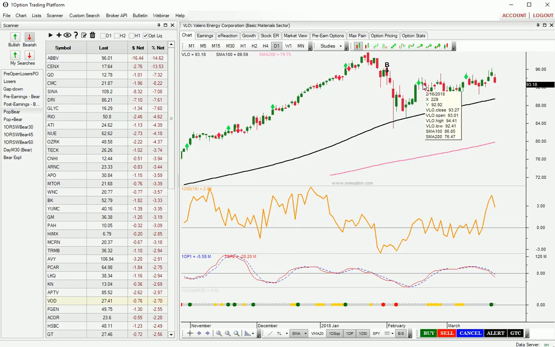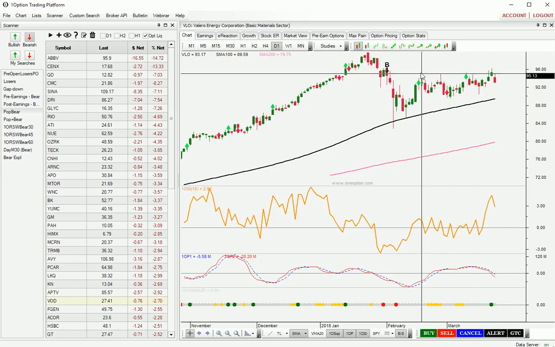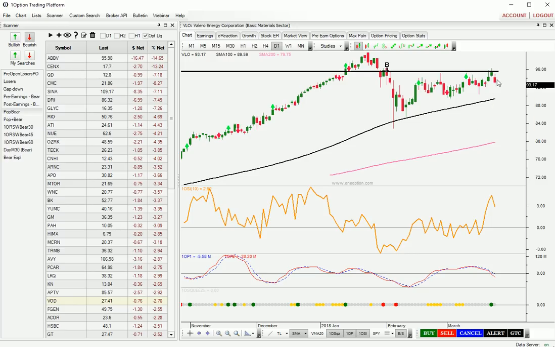VLO, beautiful, nice compression above the 100-day, good relative strength. I've got pressure on the negative side here, yet the stock has been able to move higher. I like it. This is going to be a good one. On a bloodbath day like today, it's treading water. It wants to go. So yeah, get through that high. I want to see it.